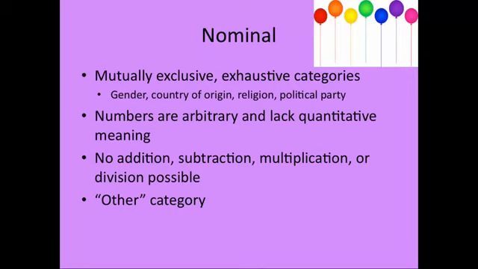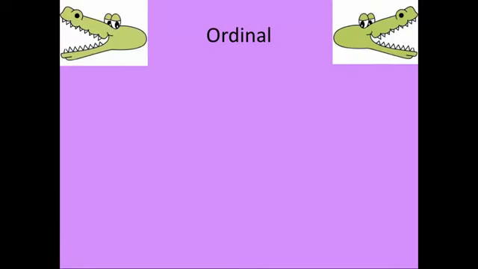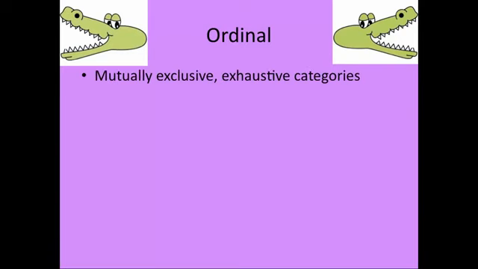Just above nominal measurement in our hierarchy, we have ordinal measurement. Ordinal measurement also relies upon us having mutually exclusive, exhaustive categories, as in nominal measurement. But in ordinal measurement, we have the additional benefit of allowing attributes to be rank-ordered. That is, there's a sense that one category is more or less than another category.